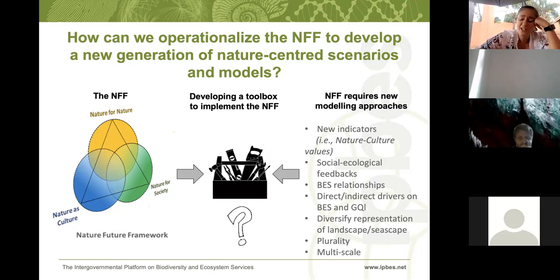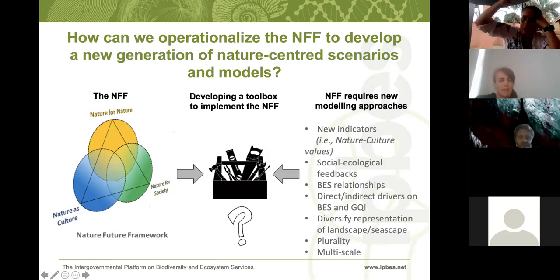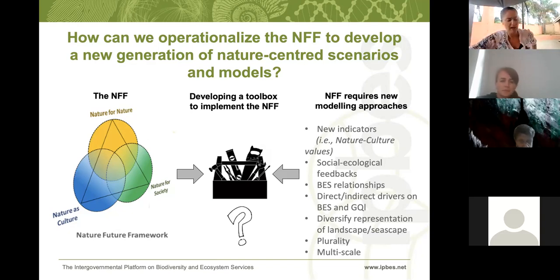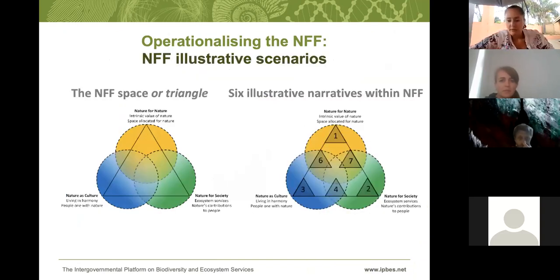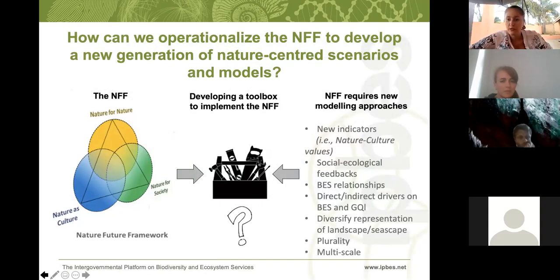And then again, this need to realize that there's a diversity of landscapes and seascapes that we need to be able to take into account, even at the global level. And so this plurality is important, but we need to be operational across multiple scales and at least have some level of coherence in a bottom-up rather than a top-down way. So currently, we tend to take global scenarios and downscale them to the regional or national level.